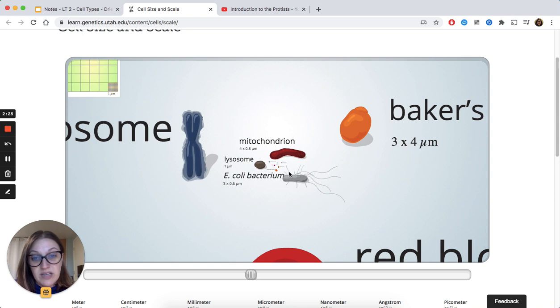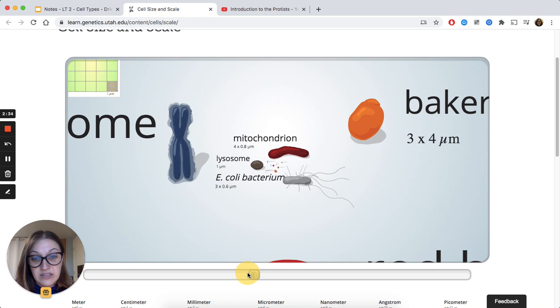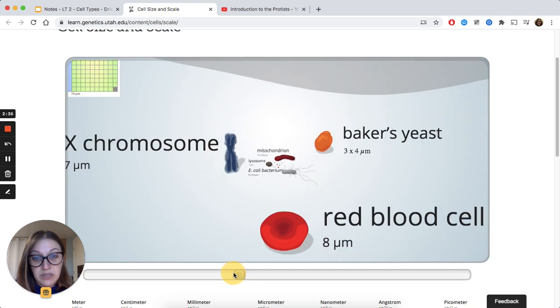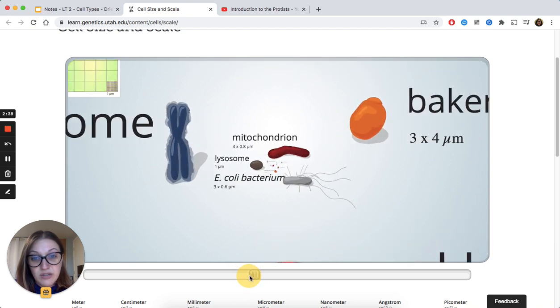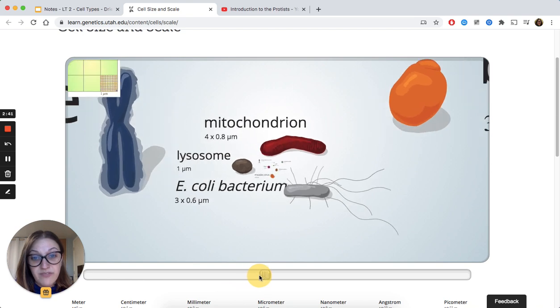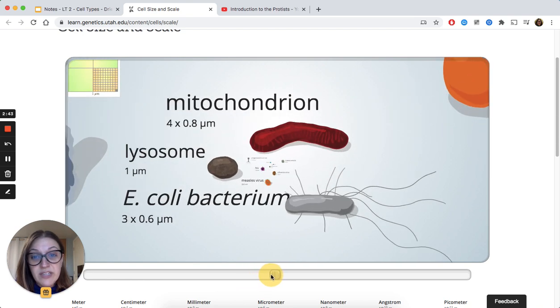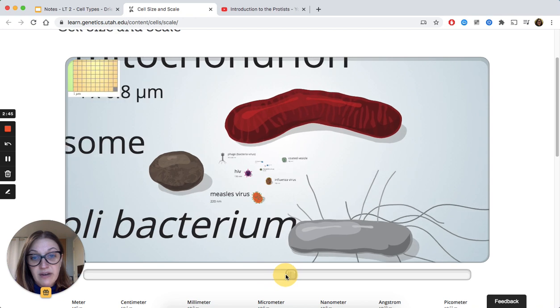So here's one example of a bacterial cell. This is a representative of E. coli. And so just look at how small that E. coli bacterial cell is to, for example, your red blood cell. These bacterial cells are quite small. They're very, very small. And even smaller than bacteria are viruses.